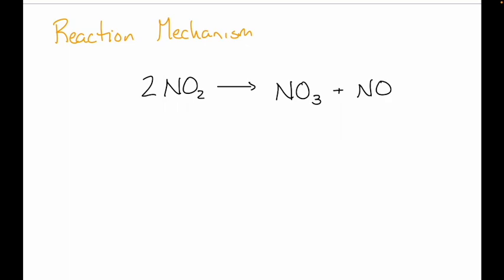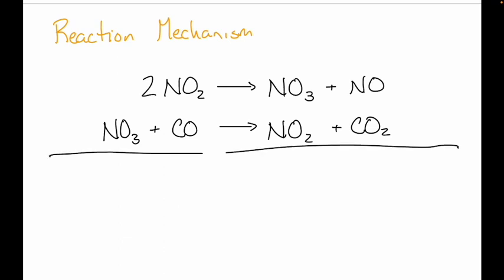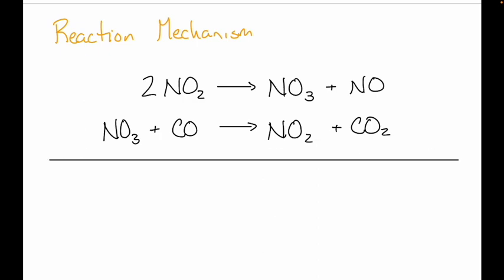Right, so two nitrogen dioxides will collide. So we have an exchange of an oxygen here to produce nitrogen trioxide and nitrogen monoxide. That nitrogen trioxide will go on to react with carbon monoxide to produce nitrogen dioxide and carbon dioxide. All right, so step one, this is our mechanism. These are these two elementary steps. Take a second to give me the overall reaction that we're studying here.